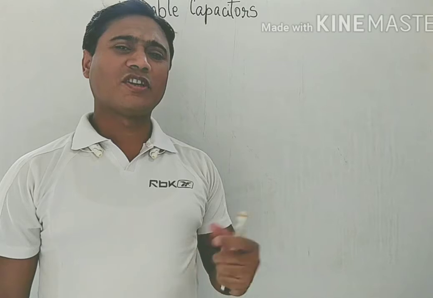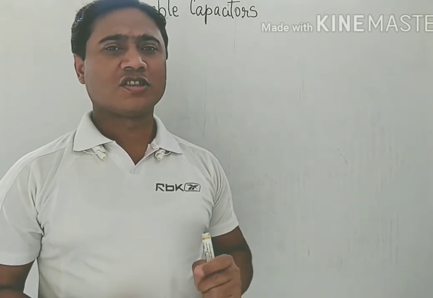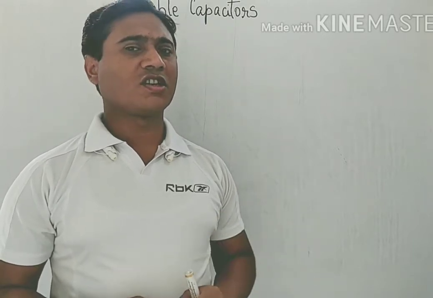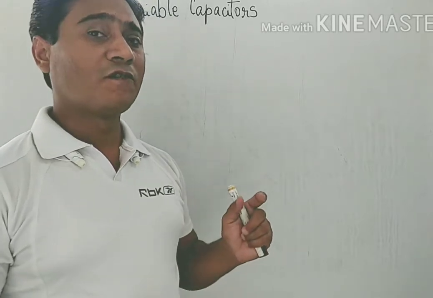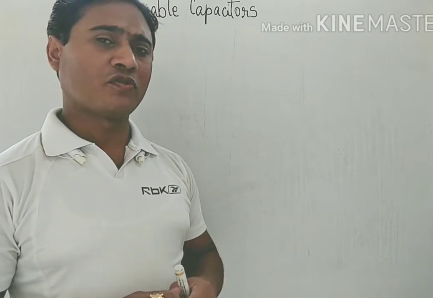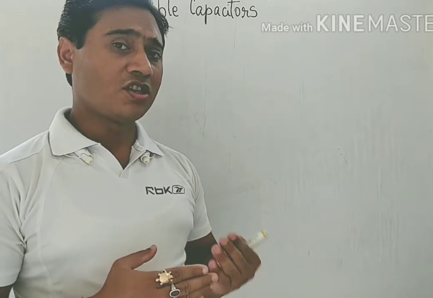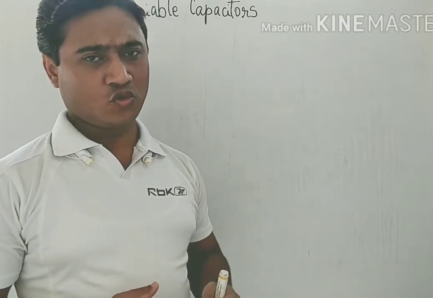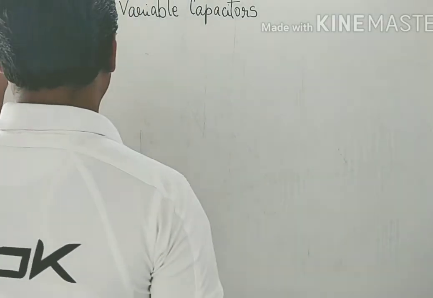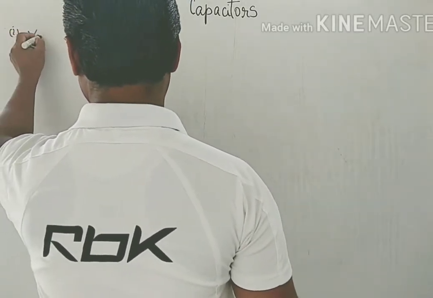Basically, variable capacitors are those capacitors in which the effective area of plates can be adjusted. Such capacitors are said to be variable capacitors, and their values can be adjusted by changing the effective area of the plate. Depending upon their functioning, they have different applications in industry too. The very first type of variable capacitor is the variable air capacitor.